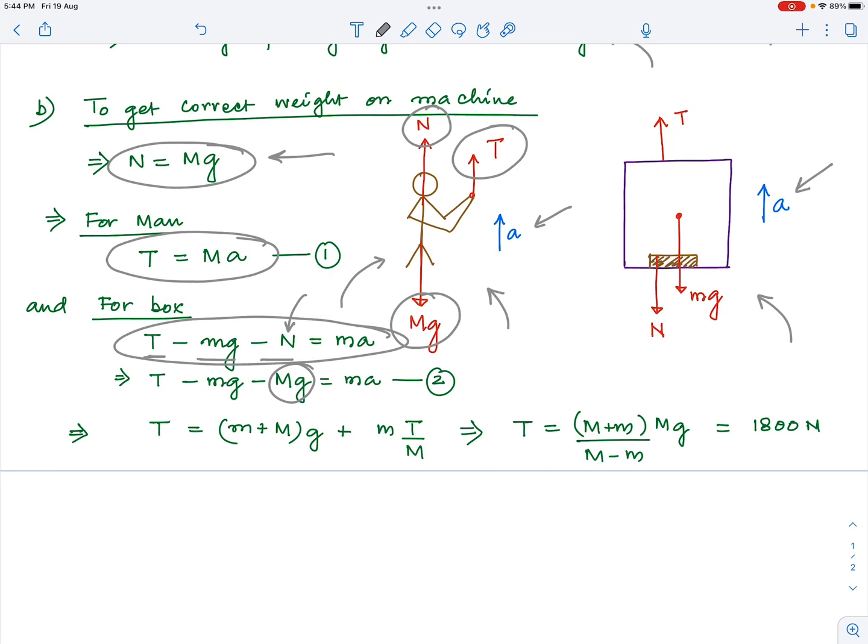T is the tension in the rope, which is nothing but the force that the man exerts on the rope, right? So using equations 1 and 2, I have done this calculation here for you. You can just check it for details. You can easily substitute the value of a from equation 1 into equation 2 to get a relationship for T in terms of all the known values. And when you solve it, you get the value of T as 1800 newtons, which is the final answer for the second case. Thank you.